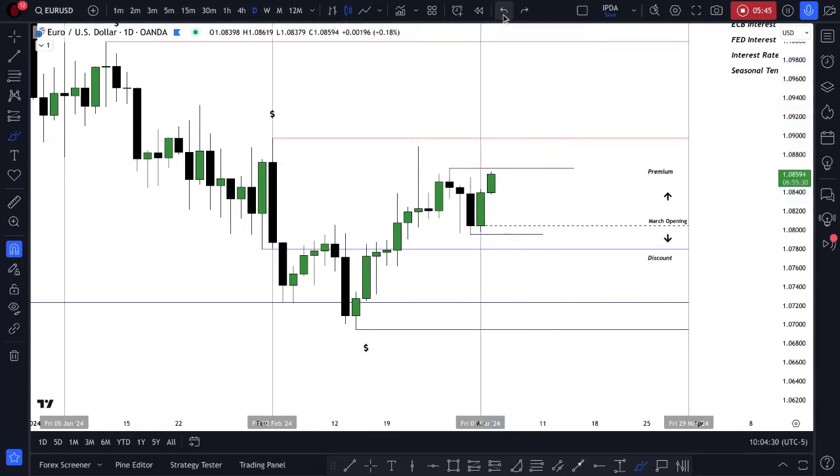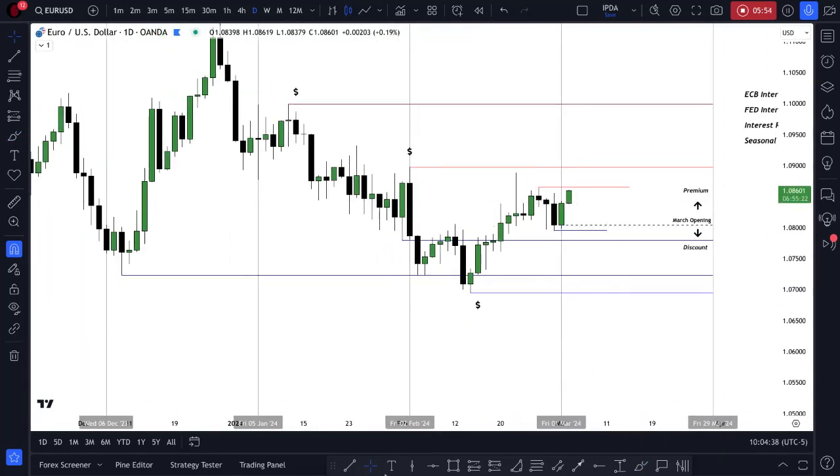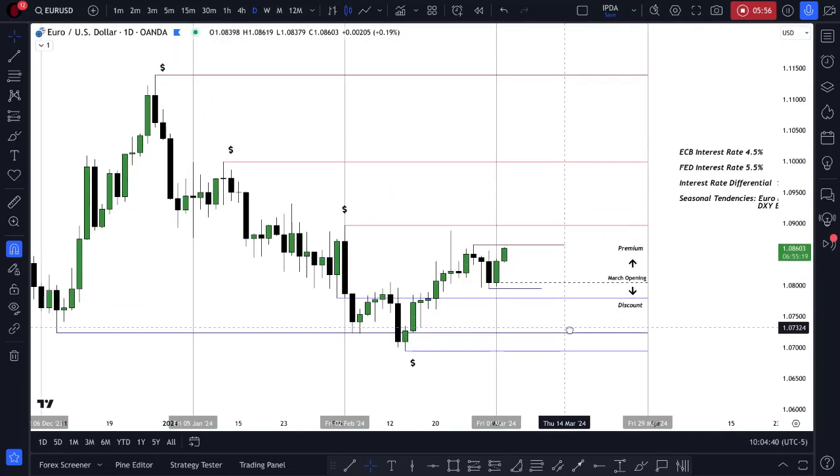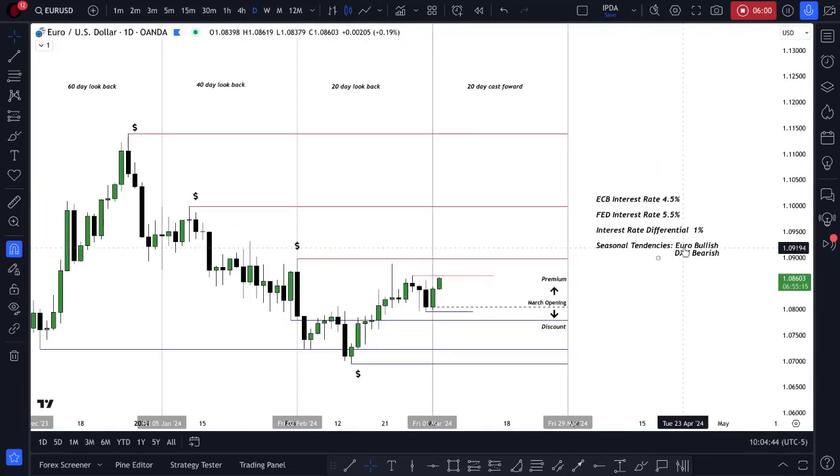We also are going to be paying attention to these IFTA levels as well. And we're going to see how they react around it during the kill zones or during any time of day when it hits that. We also want to be buying below the weekly open if we are still confident in the bullish trend for the seasonal. And we want to be selling above the weekly open if it's going against the seasonal tendency being bullish. We want to sell above the weekly open and look for price to go lower.